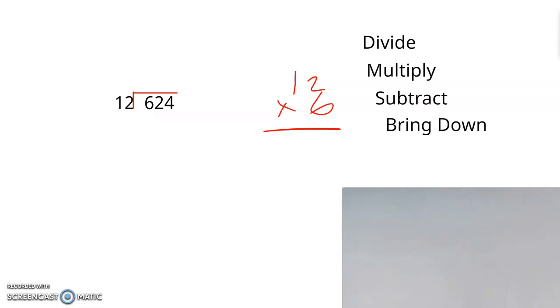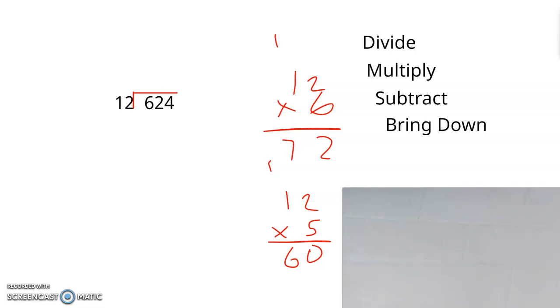All right, so 6 times 2 is 12. 6 times 1 is 6, plus 1 makes 7. So I'm a little too big, but I'm pretty close. So I'm just going to go down to 5. And 12 times 5 would be, let's see, 5 times 2 is 10. 5 times 1 is 5, plus 1 makes 6.